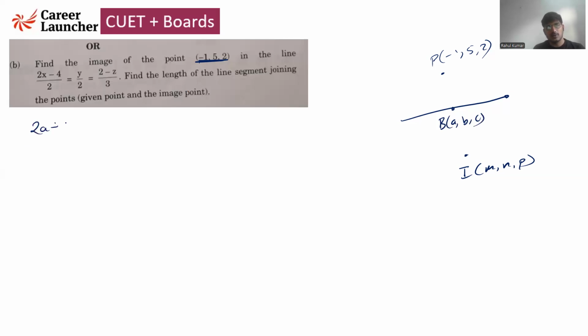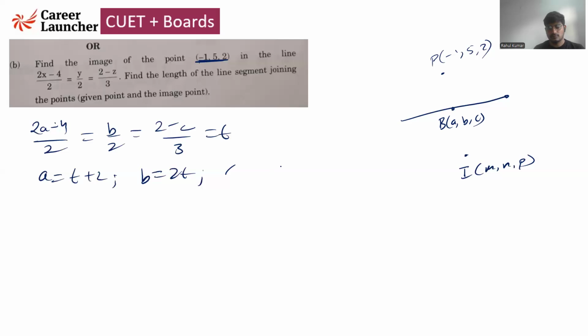So because (x−2)/1 = y/2 = (2−z)/3 is equal to t, you can find the values of A, B, and C. So A is t plus 2, B is 2t, and C is 2 minus 3t. Now you have the coordinates of B.